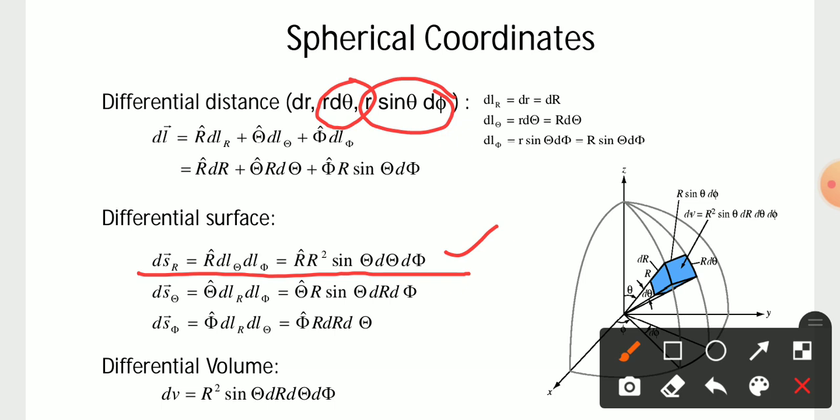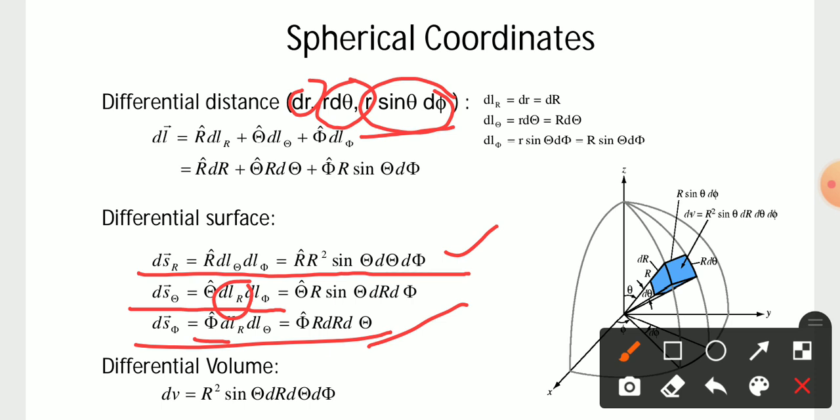And if you consider the surface of r and phi, the theta is the normal vector there, and the components are dr and, as you already know, r sin theta d phi. If you multiply these two, the magnitude will become r sin theta dr d phi. In the same way, for the surface of r and theta, the normal is phi, and the differential surface will be defined in this way.